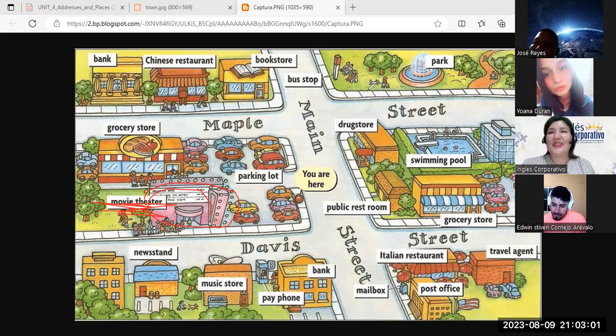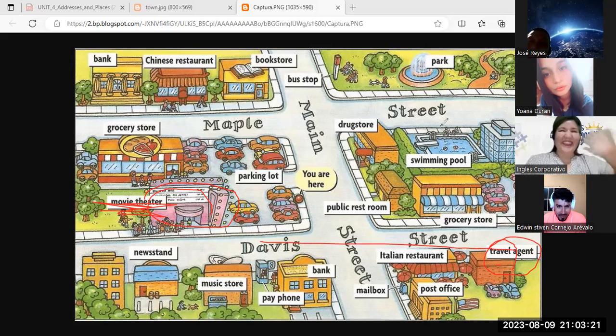José? The travel agent. The travel agent is on Davis Street. It's on Davis Street. Very good job, Jose. You can go to sleep. Se puede ir a acostar ya. Joanna. Thank you. The music store is between the newsstand and the bank. Very good job. Go to sleep. Bye bye.